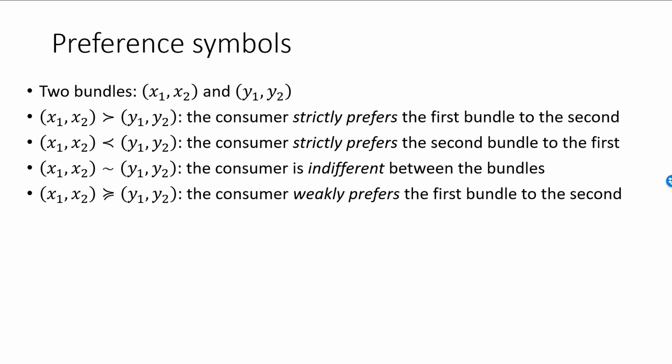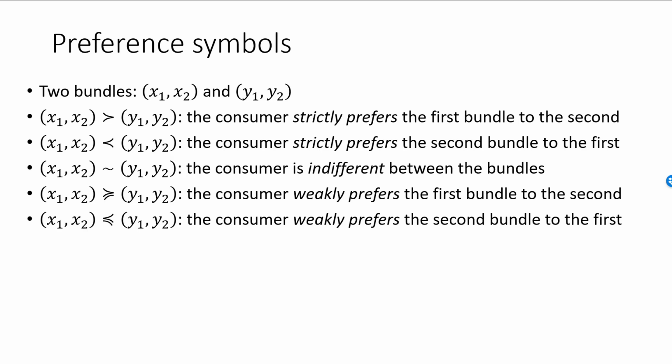If the consumer declares that she weakly prefers the first bundle to the second, we will not know if she strictly prefers it or if she is indifferent between the two bundles. Similarly, the curvy less than or equal to symbol is used when the consumer weakly prefers the second bundle to the first. So this is where we are right now. We should be able to present any two bundles to the individual that is about to make the consumption decision. And for each of these 5 comparisons, the individual should be able to tell us if it's true or false.